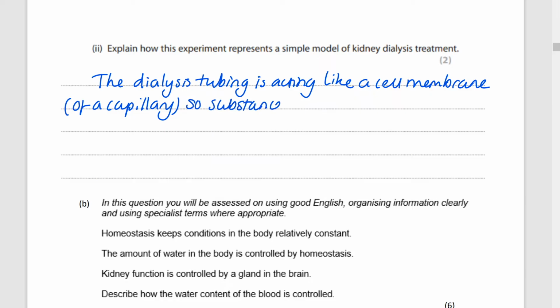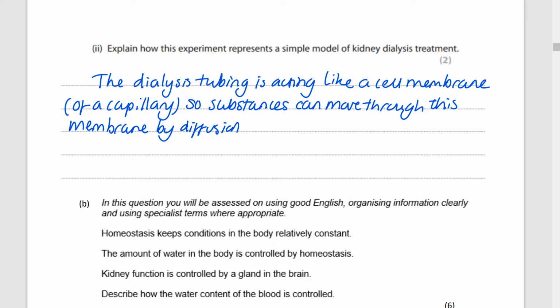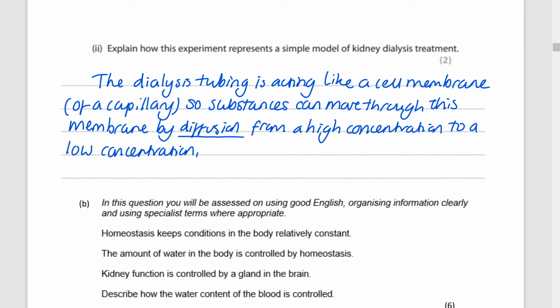So substances can move through this membrane by diffusion. And diffusion is a really key word, underlined, you've got to have said that. And then there was another mark going for from a high concentration to a low concentration, and then you just might as well pop the ending on there, down a concentration gradient.